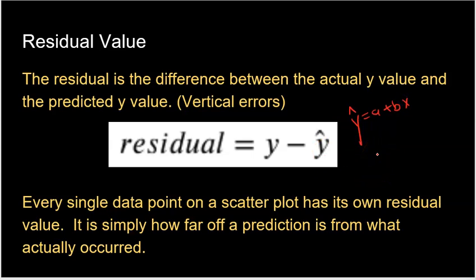Now, every single data value on a scatter plot has its own residual value. Every value is either going to be a little bit above the prediction or a little bit below the prediction. So it's simply how far off a prediction is from what actually occurred.